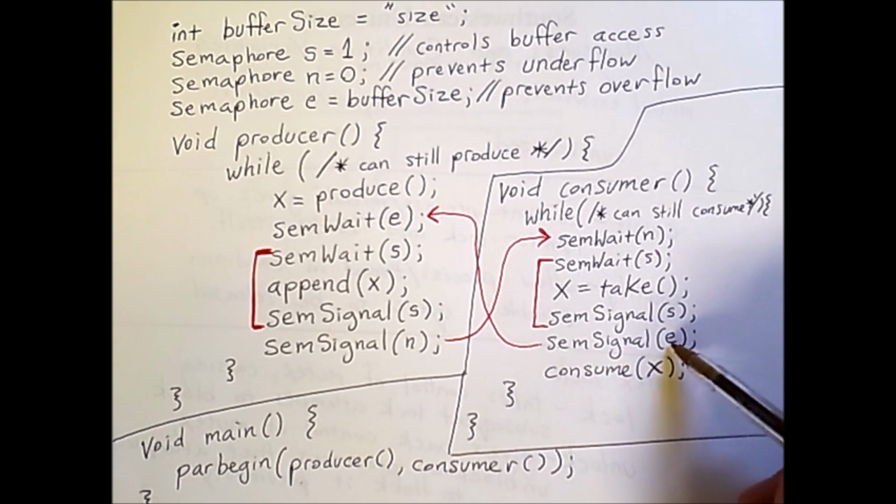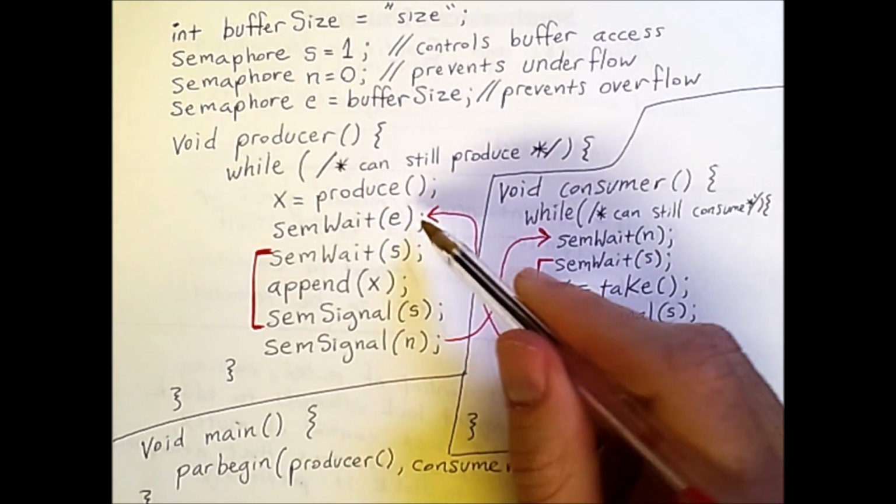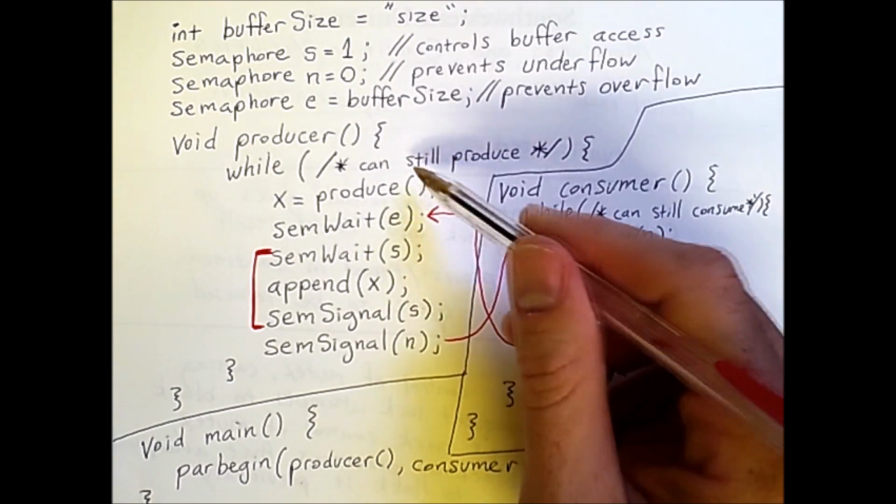Likewise, this semSignal in the consumer could communicate with any number of semWait E commands in any number of producer threads.